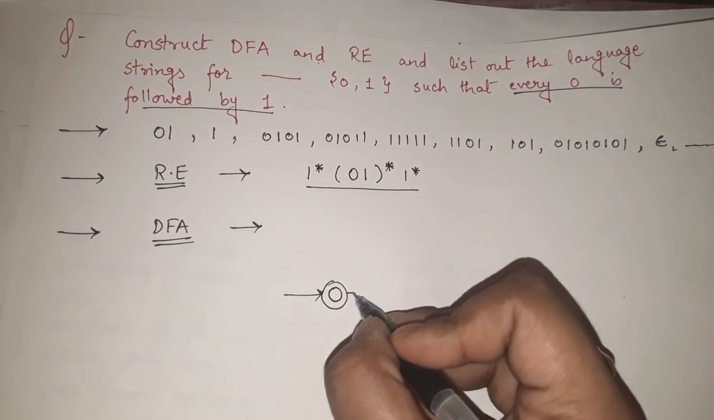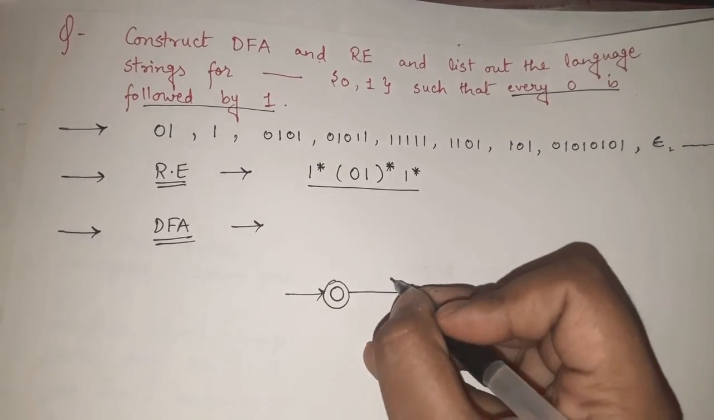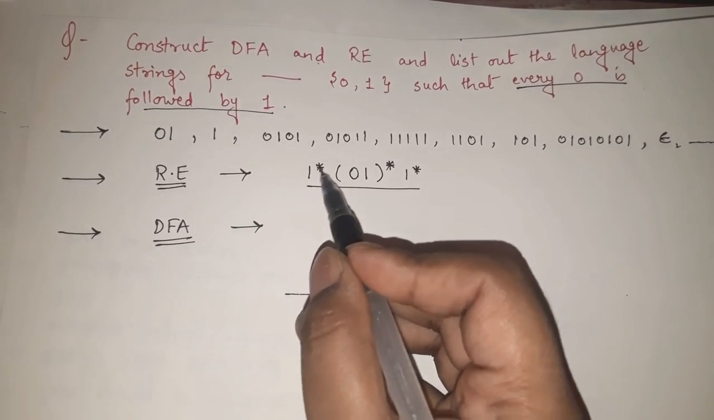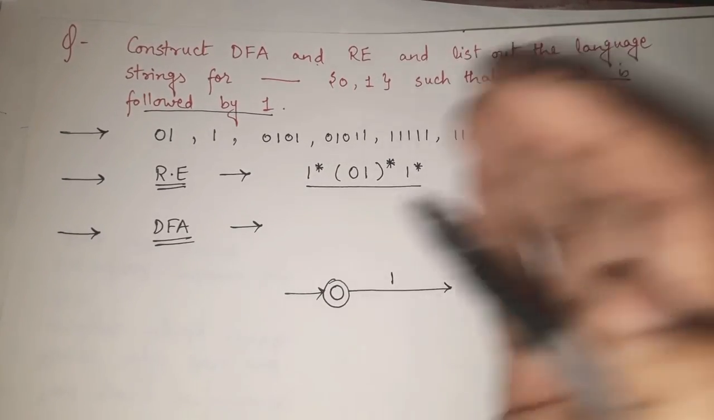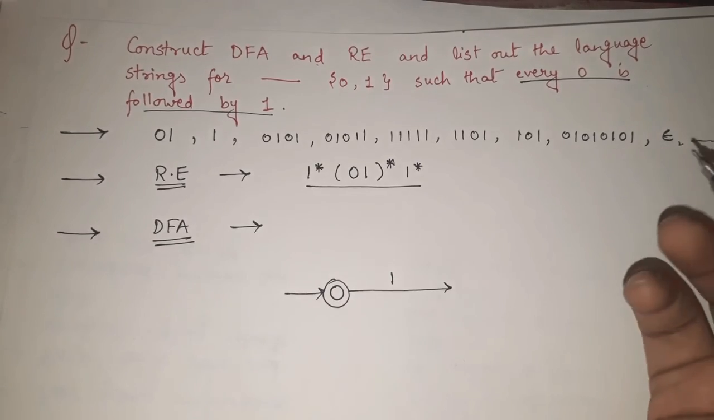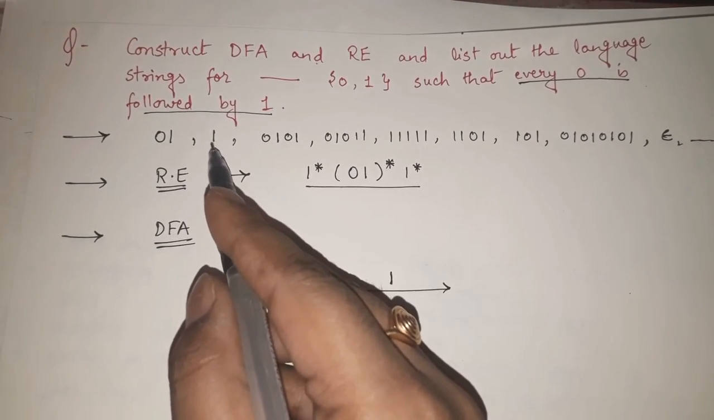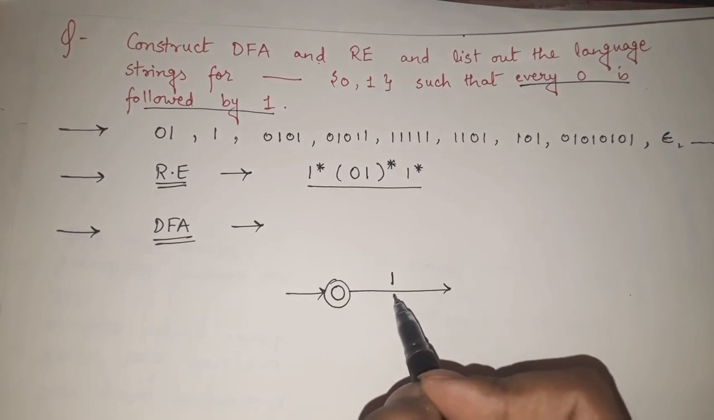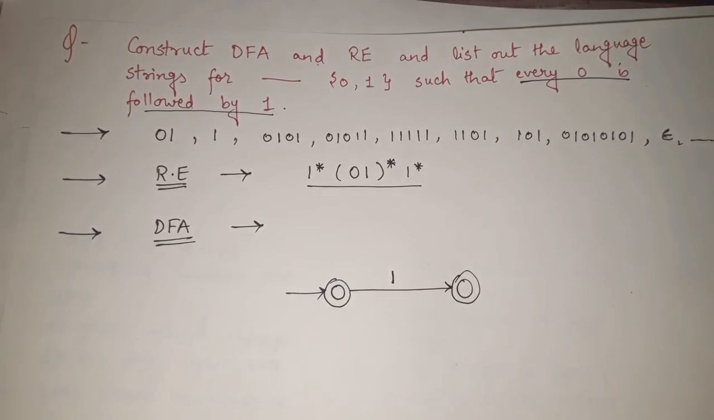Now what my RE says is that whenever I have 1, it is fine. All are having a star above them, and star means it can be there or not be there, 0 or more occurrences. So a string having only 1 is accepted, and whenever I have only 1, it should also be accepted by my language.